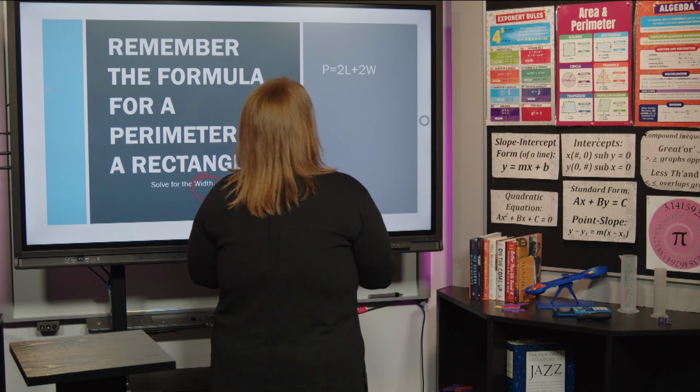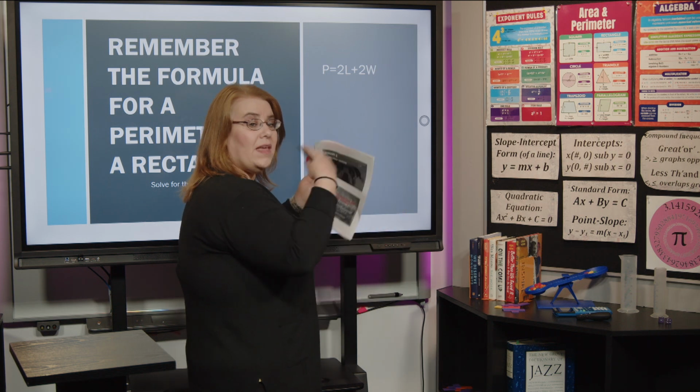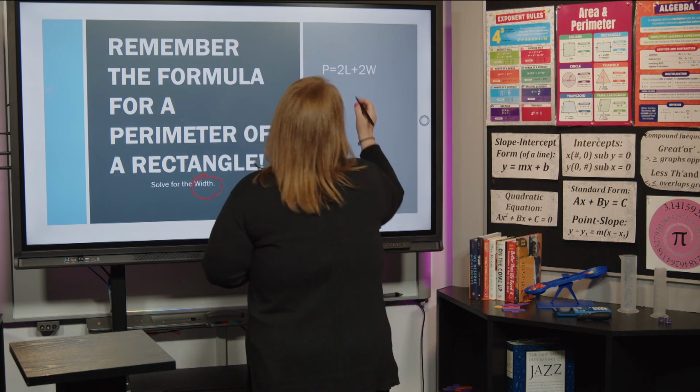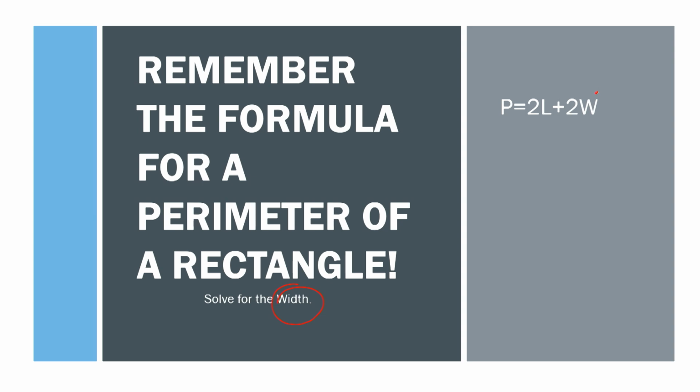So that means I've got to move everything else to the other side. So watch how I do this. The first thing I'm going to do is notate what I'm solving for. The next thing I'm going to do is move everything else away from that W. So since 2L is positive, I'm going to subtract 2L on both sides. So I have P minus 2L equals 2W.